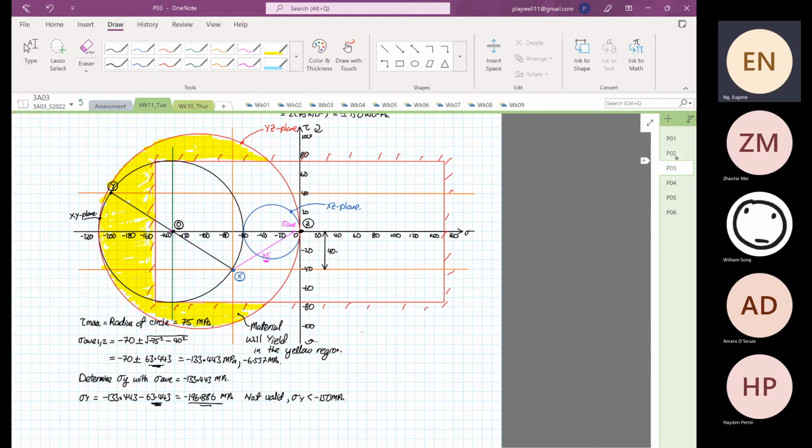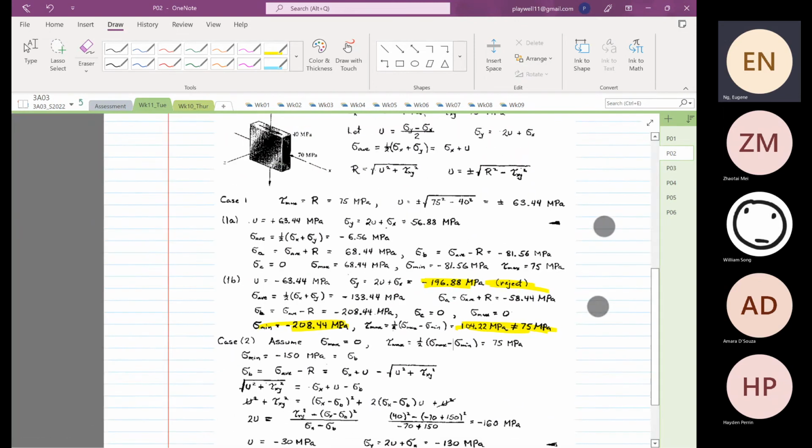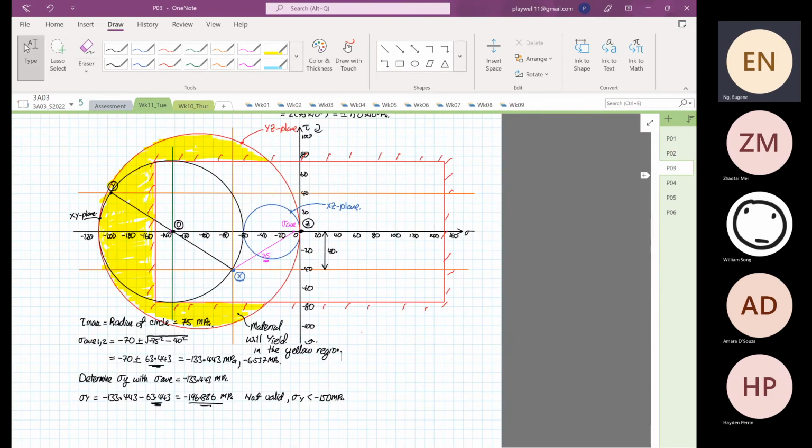I know some of you, your math is very good. You can visualize this in terms of math. By all means, do it. But this is so much easier. The math is not complex at all. You just need to know how to construct a 3D Mohr circle. Period. So this is one solution, and now we know why the solution is invalid.